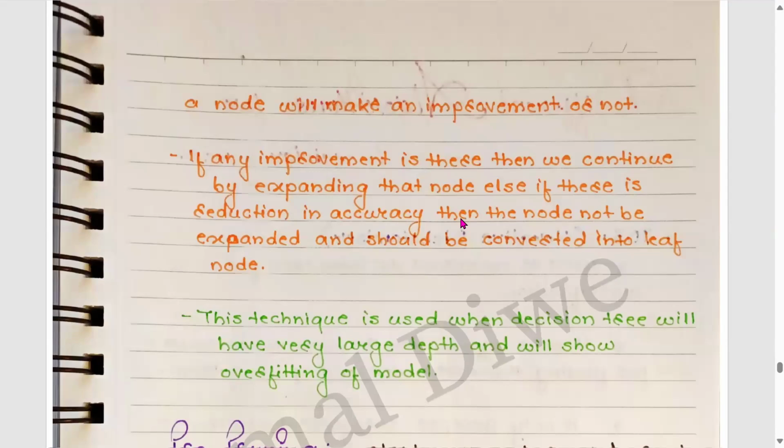If any improvement is there, then we continue by expanding that node. Else, if there is a reduction in accuracy, then the node should not be expanded and should be converted into a leaf node.